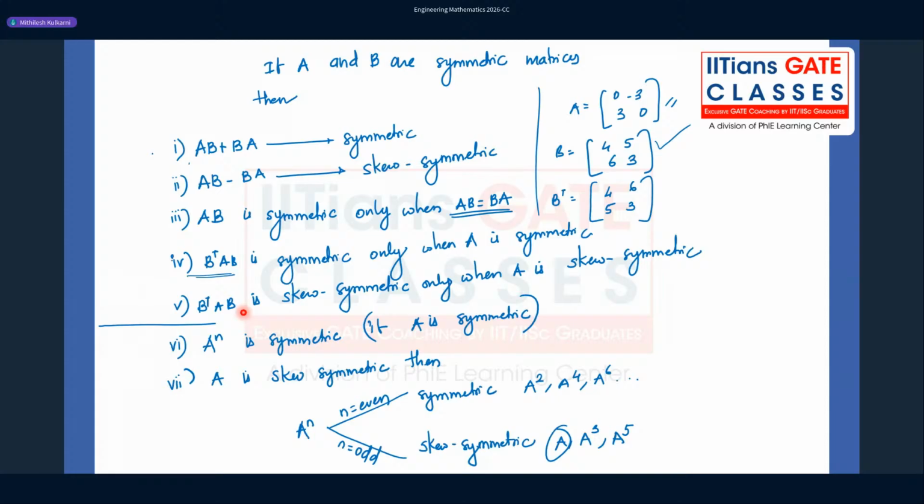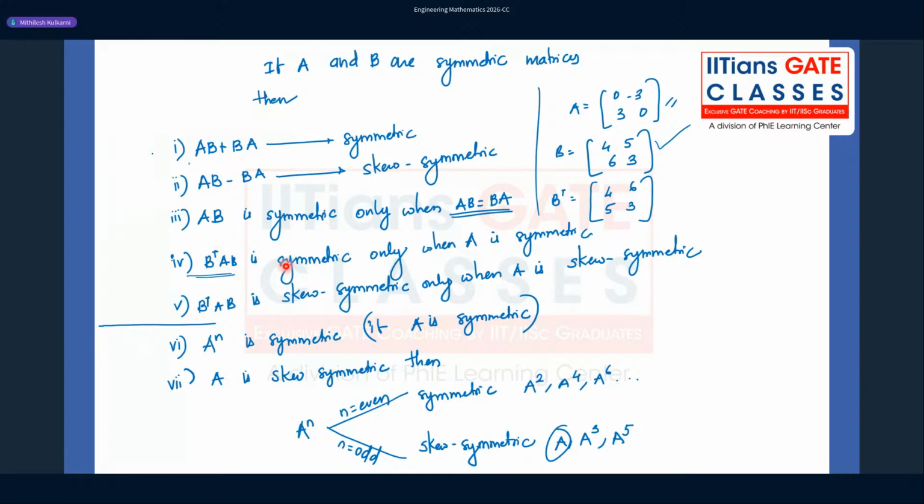In this slide, we'll talk about the two matrices A and B. If A and B are symmetric matrices, then AB plus BA is also symmetric. AB minus BA is skew-symmetric. A into B plus B into A is symmetric. A into B minus B into A is skew-symmetric. AB is symmetric only when AB is equal to BA.